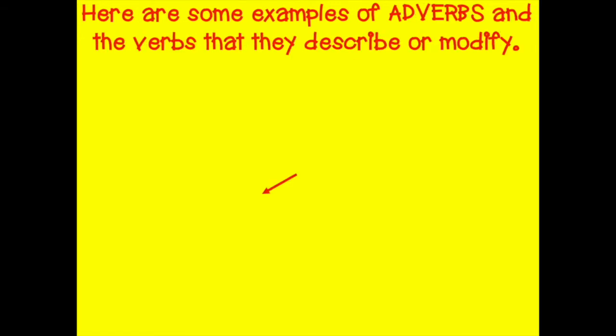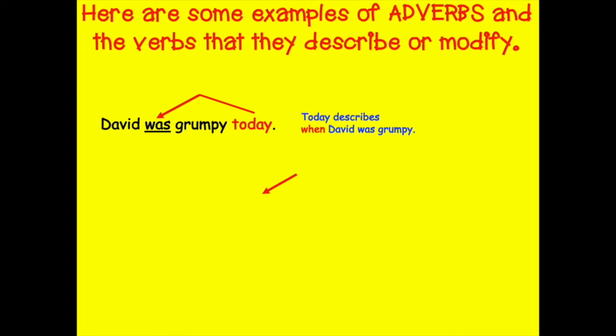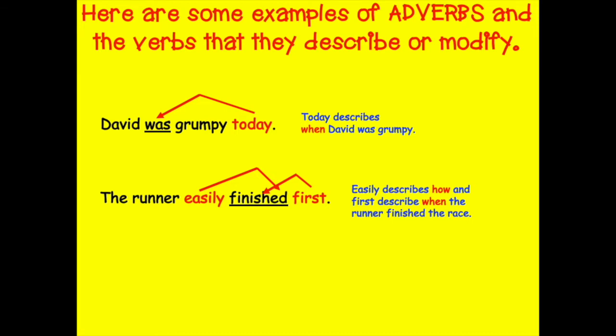Here are some examples of adverbs and the verbs that they describe or modify. David was grumpy today. When was David grumpy? Today. Today describes when David was grumpy. The runner easily finished first. Well, the verb is finished. Easily describes how they finished. And first describes when the runner finished the race.